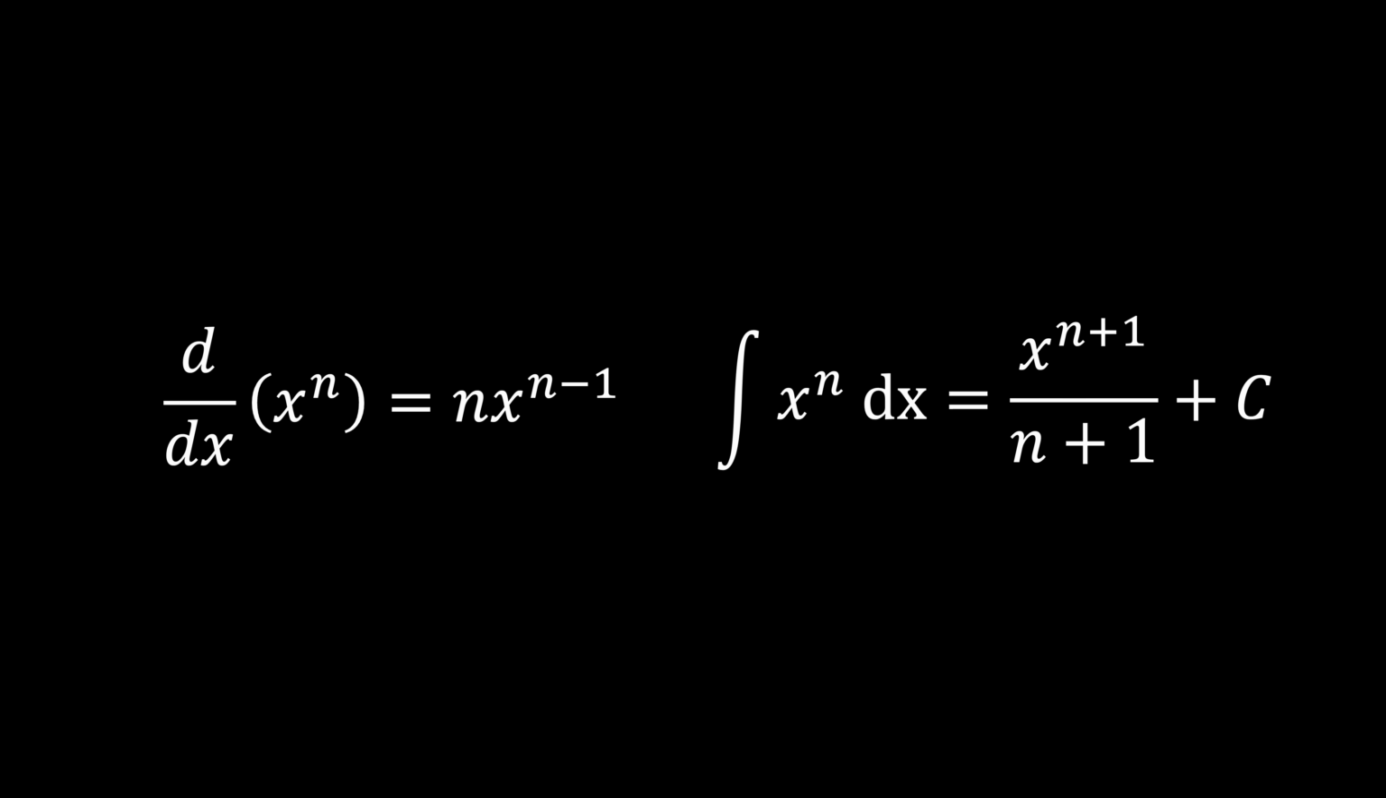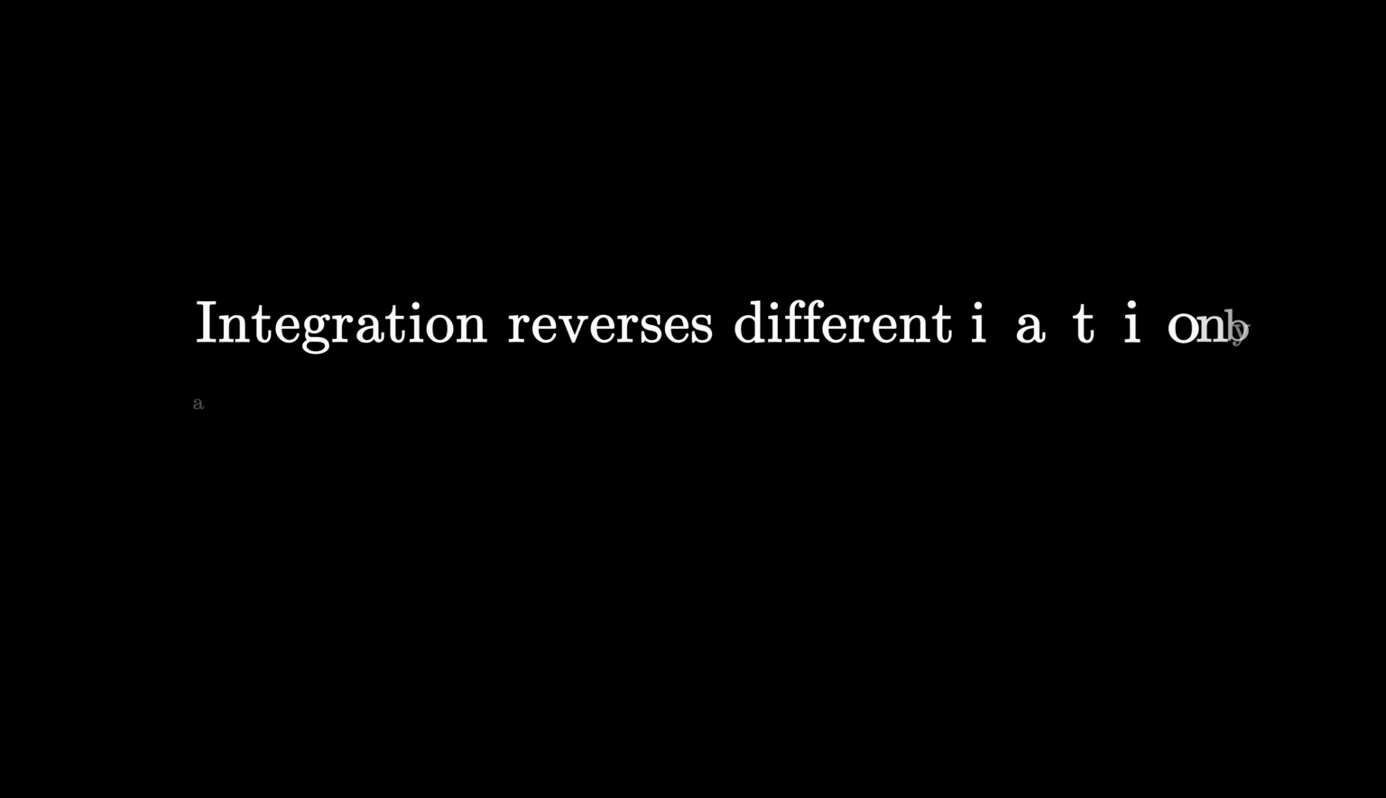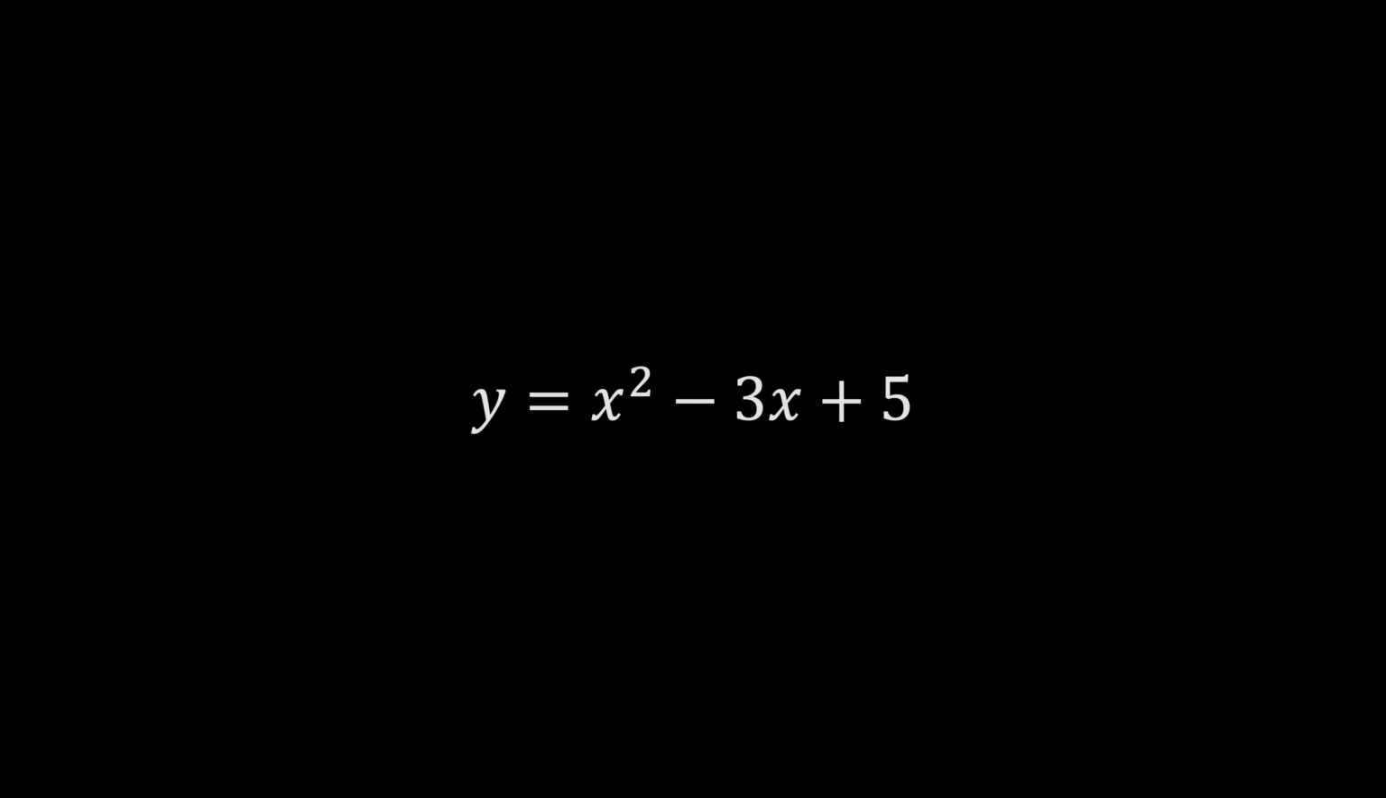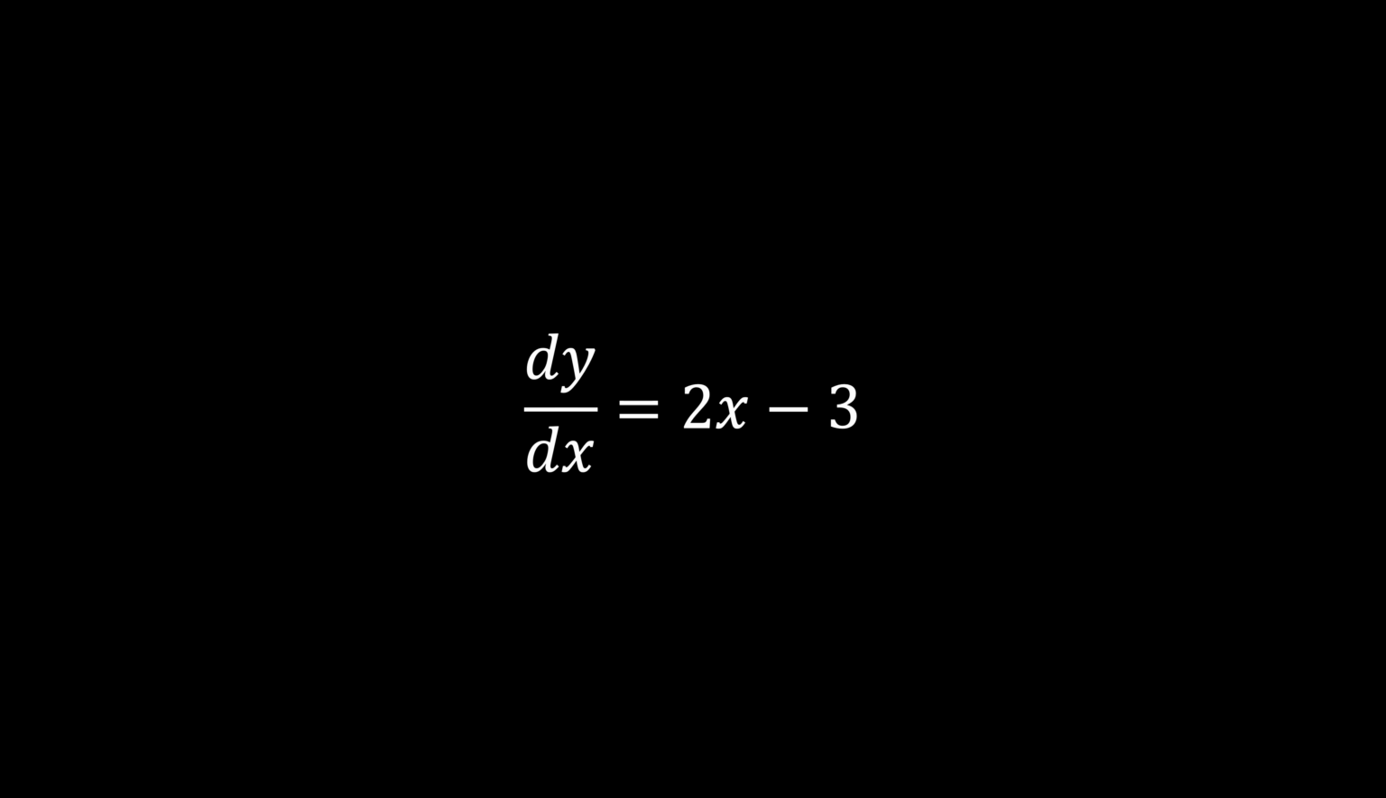To understand geometrically why the two are related, you can think of it like this. Integration reverses differentiation by accumulating tiny changes to recreate the function. Differentiation, which finds the slope of a curve, loses information. For example, if you differentiate the function x squared minus 3x plus 5, the result is 2x minus 3. Notice that the constant 5 disappears during differentiation. When we integrate 2x minus 3, we know the result will involve x squared minus 3x, but we have no way of knowing whether the original function had a constant like 5. To account for this uncertainty, we add a constant, which we call c.